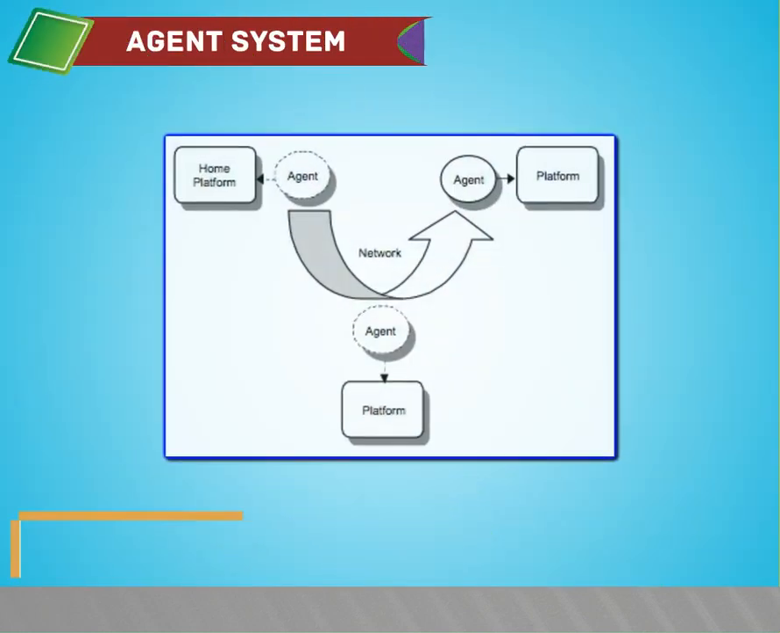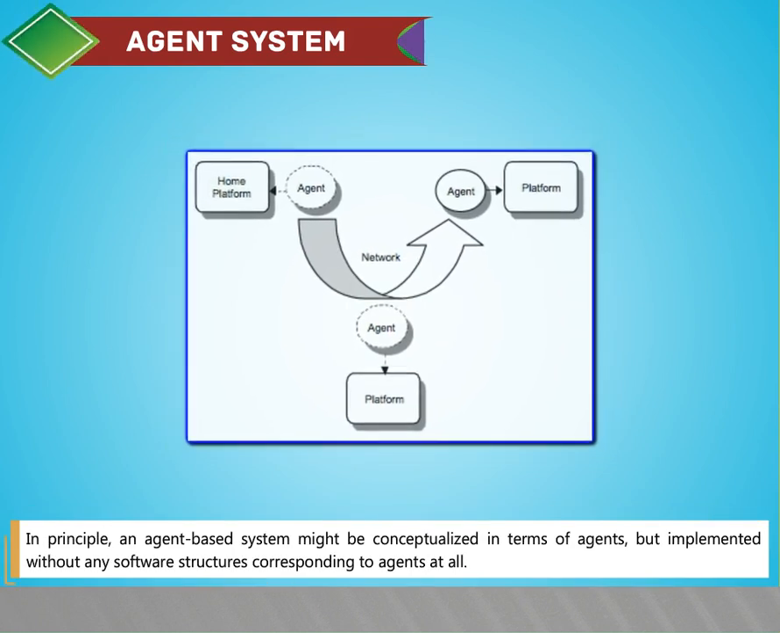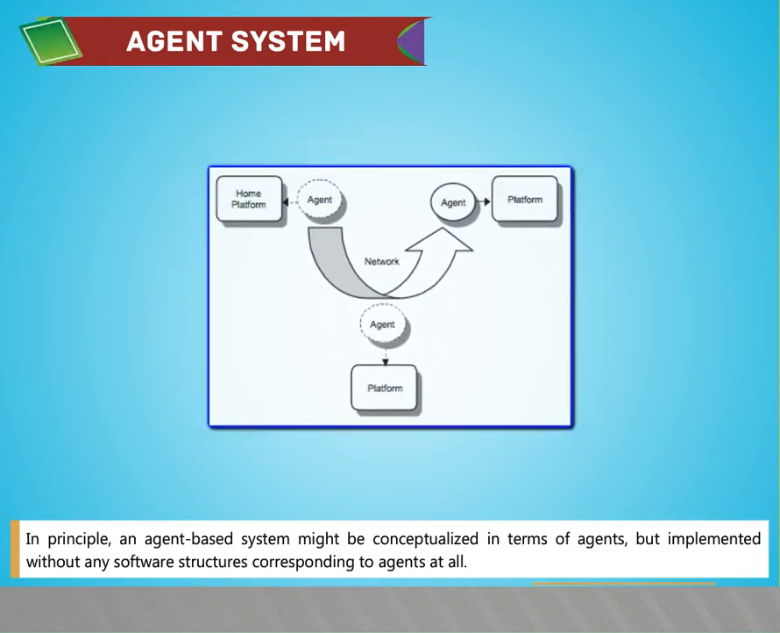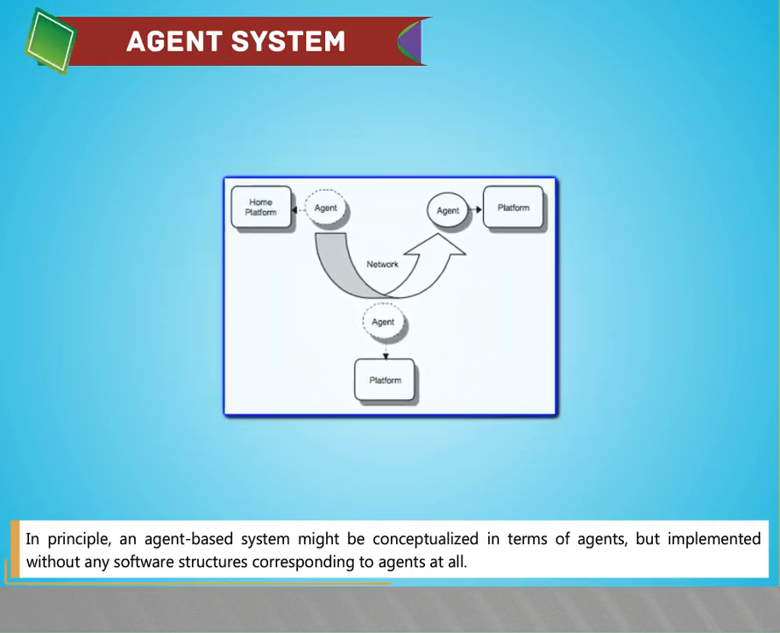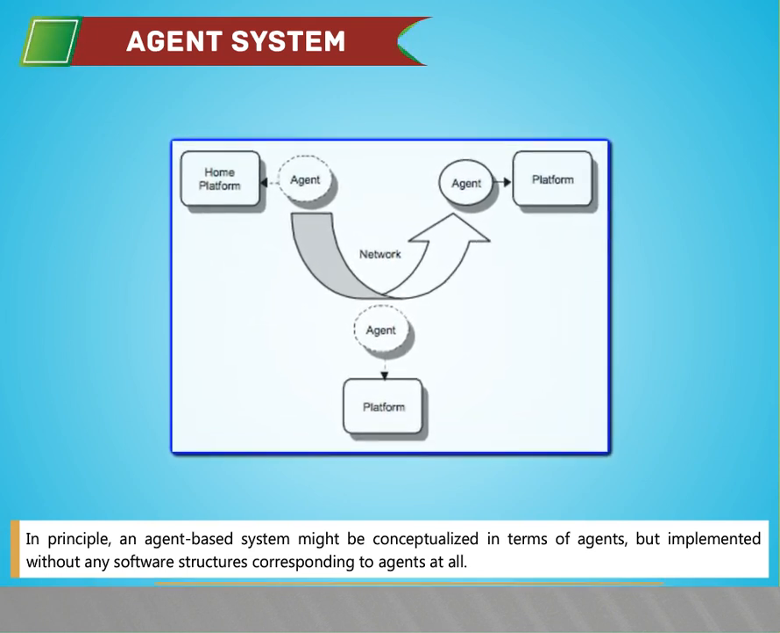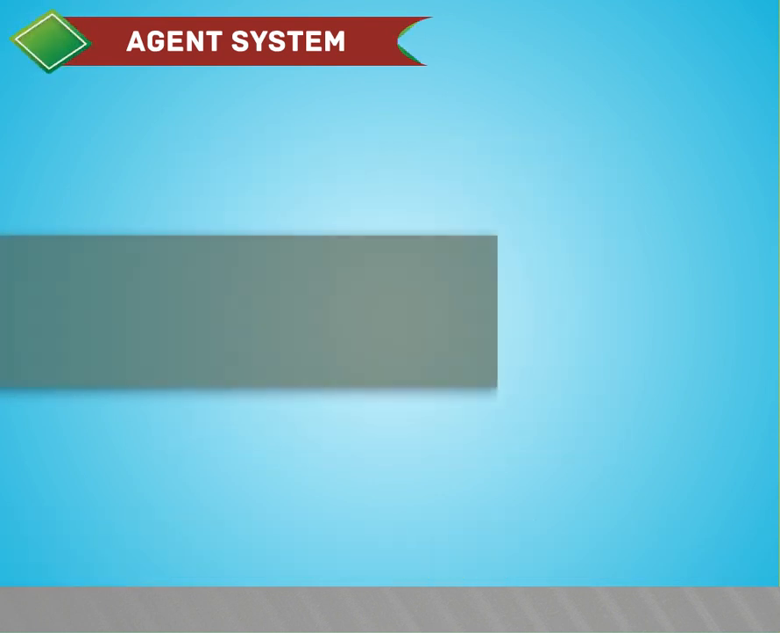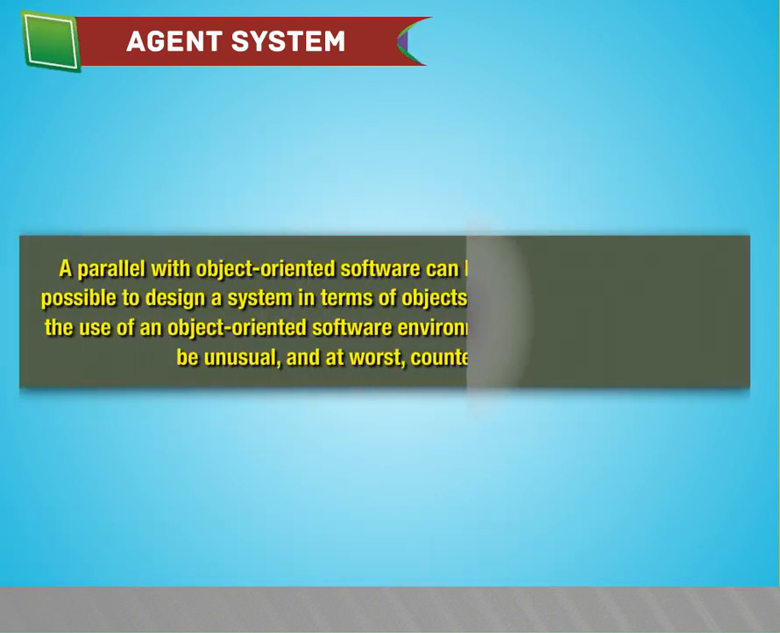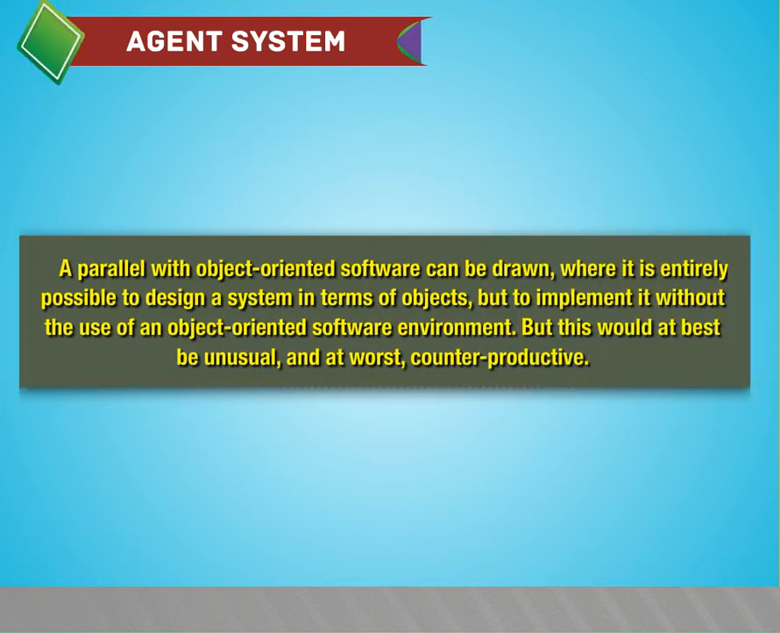Agent system. In principle, an agent-based system might be conceptualized in terms of agents, but implemented without any software structures corresponding to agents at all. A parallel with object-oriented software can be drawn, where it is entirely possible to design a system in terms of objects, but to implement it without the use of an object-oriented system environment. But this would at best be unusual and at worst counterproductive.